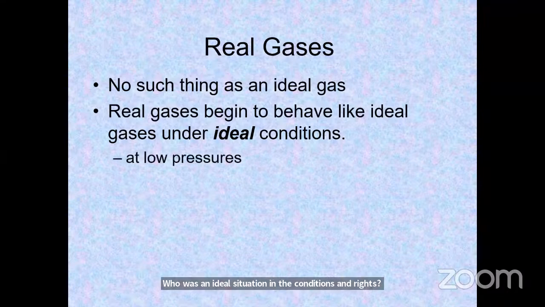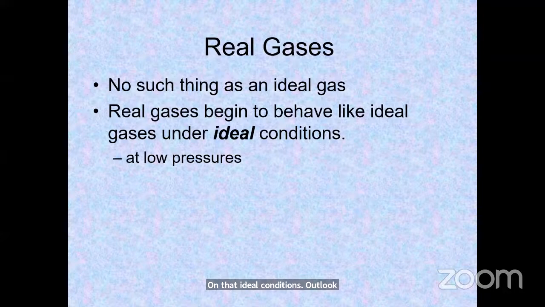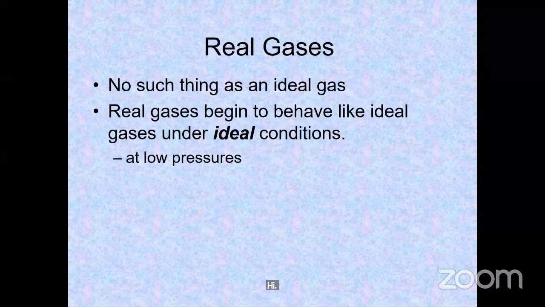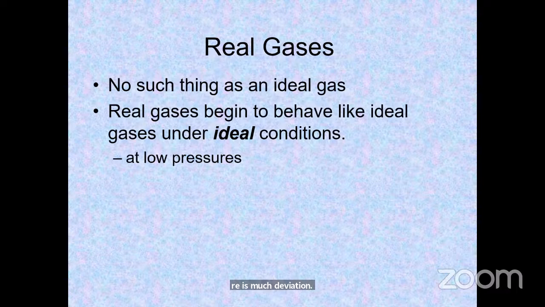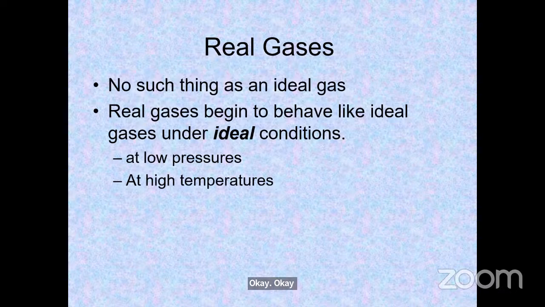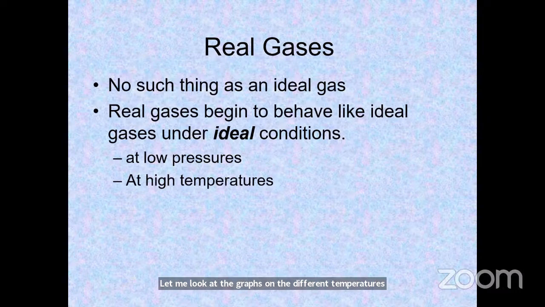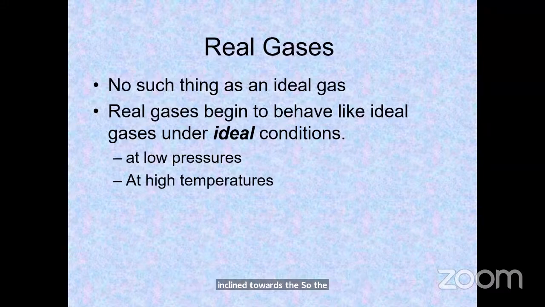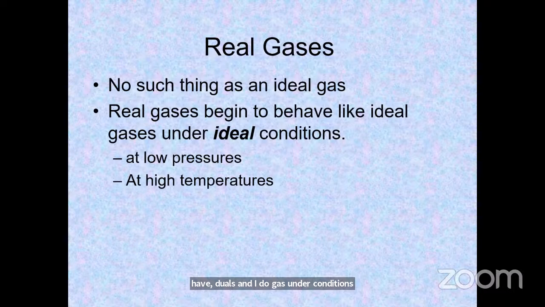Under ideal conditions, from what we have observed in those graphs that we have studied, at high pressure, there's much deviation compared to low pressure. So at low pressure, the deviation is little. Similarly, when we look at the graphs under different temperatures, we'll see that at high temperature, they were more inclined towards the ideal situation. The opposite, at low temperature, they are far from ideal. So real gases behave towards an ideal gas under two conditions: low pressure and high temperature.